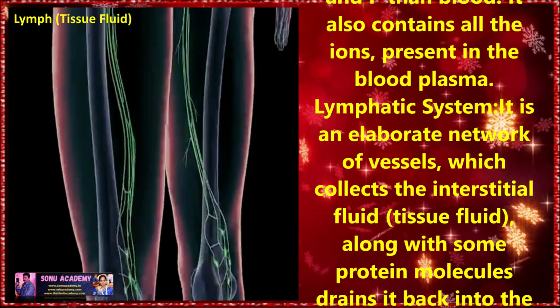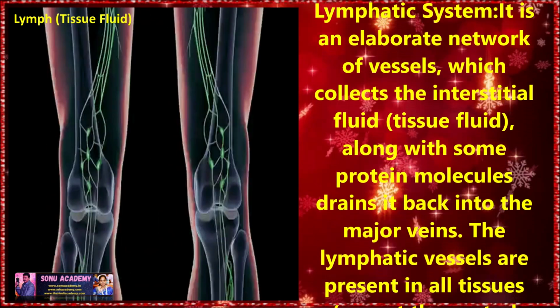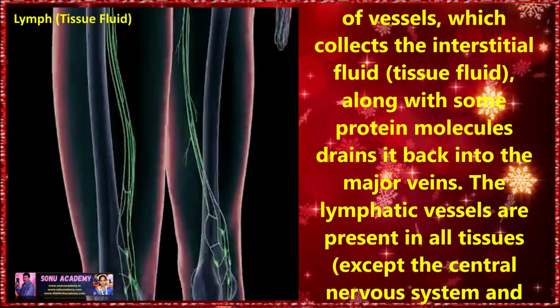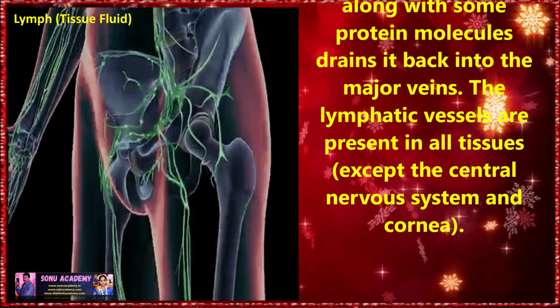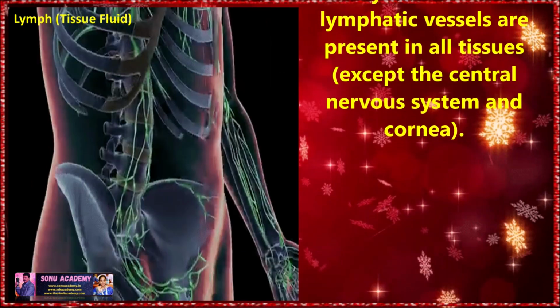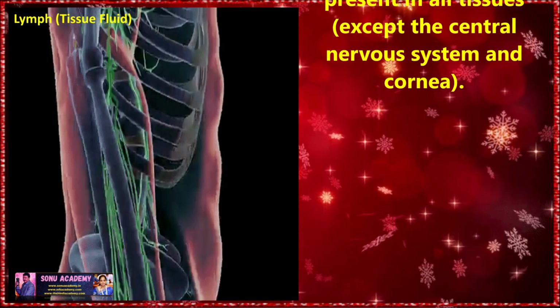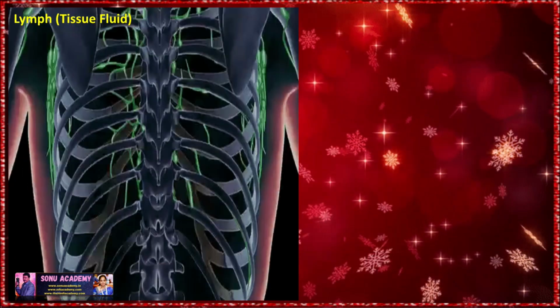Children, now let us discuss the lymphatic system. It is an elaborate network of vessels which collects the interstitial fluid along with some protein molecules and drains it back into the major veins. The lymphatic vessels are present in all the tissues except the central nervous system and cornea.